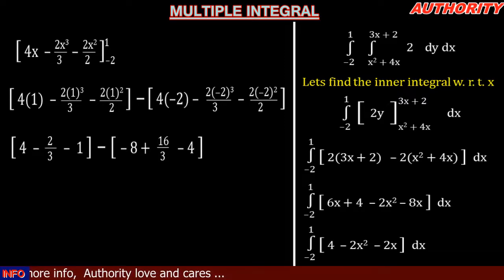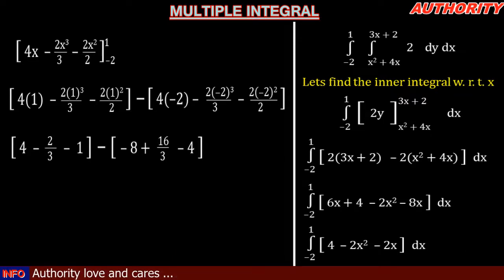Now here we have minus 2 open bracket minus 2 squared all over 2. When you say minus 2 squared is 4. 4 times 2 is what? 8. And then we have minus. Okay, so this minus 8 all over 4 is going to give us minus 4. So the second bracket gives us minus 8 plus 16 all over 3 minus 4.